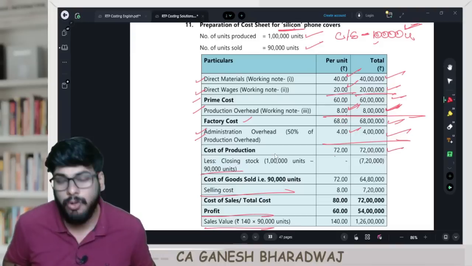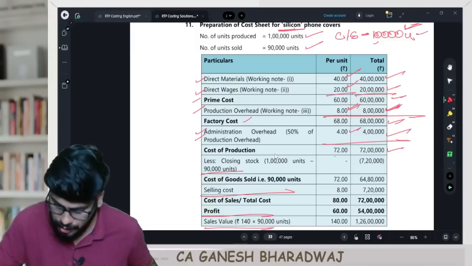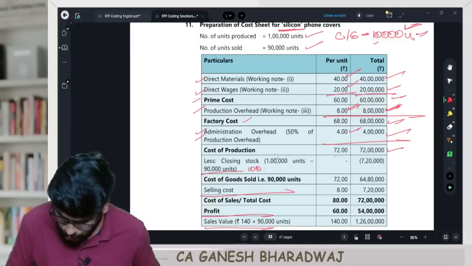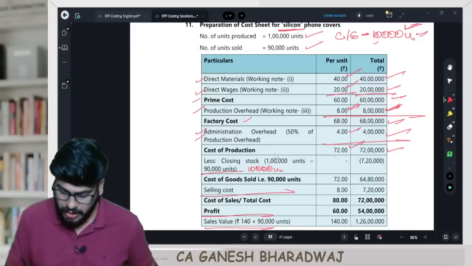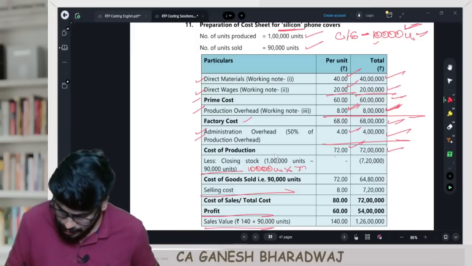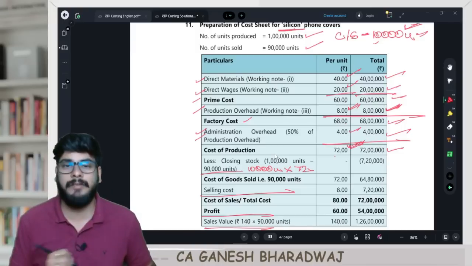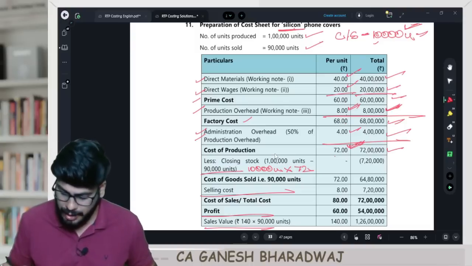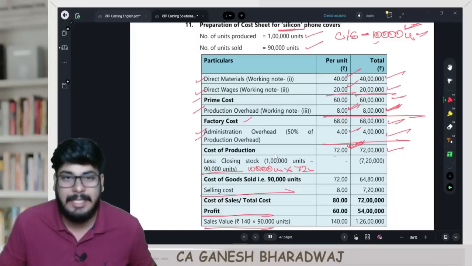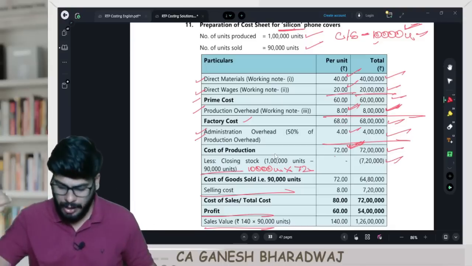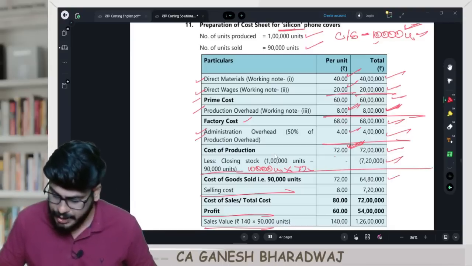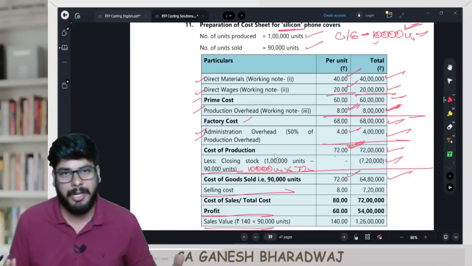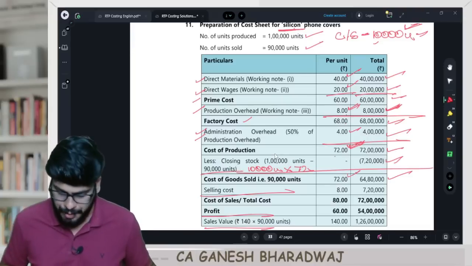Now you have your closing stock. So how many units of closing stock is there? 10,000 units of closing stock is there. And every unit of closing stock should be valued at what? Cost of production. So 10,000 into 72 rupees. Cost of production, we have it here, 72 rupees. You put it here, 10,000 into 72. That's going to be how much? 7,20,000. So it's a closing stock. It needs to go on to reduce it. So now you have a final COGS of how much? 64,80,000. Of course, the per unit cost remains to be 72 rupees only.